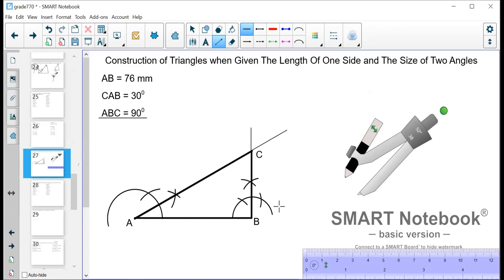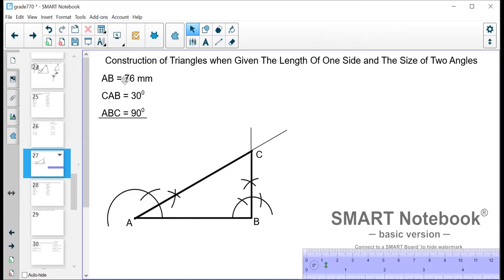So that is how we construct triangles when given the length of one side, AB, 76, and angles, one of them 30 degrees and the other one 90 degrees.